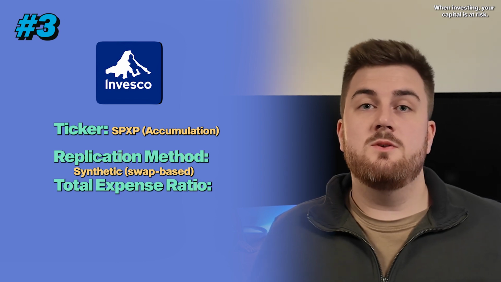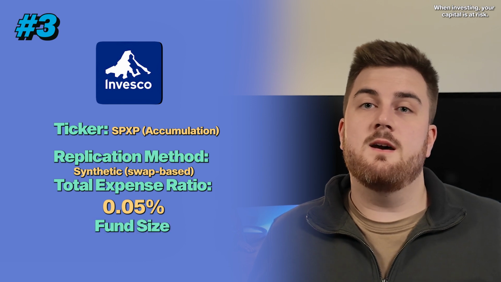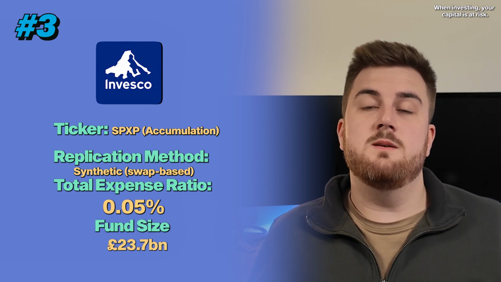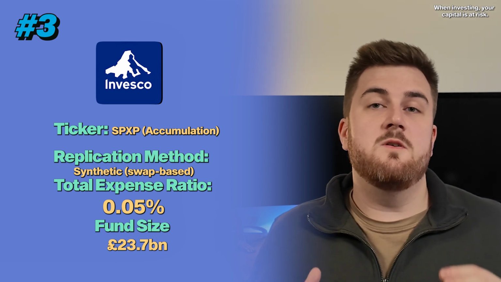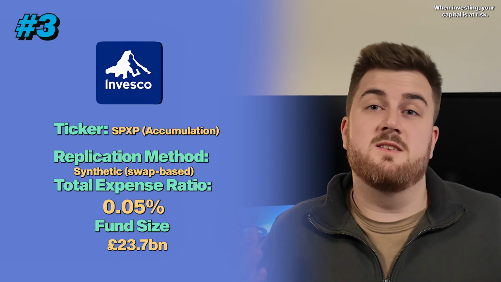Moving on to the expense ratio, this one is cheaper at just 0.05%. And finally, fund size for the Invesco SPXP currently stands at £23.7 billion as of recording. So again, another massive fund. S&P 500 ETFs just tend to be quite big investments because they are so popular.